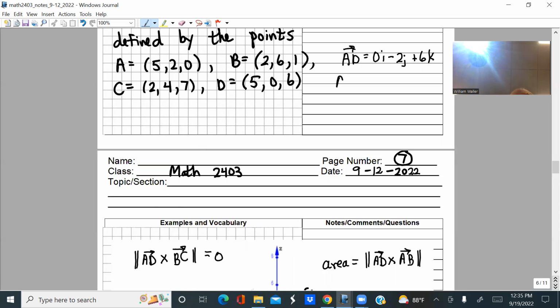And then the vector from A to B. So what would we get there? Minus 3i, right? Plus 4j, and then plus k. Is that correct? I think so. And now just compute that cross product and then calculate the magnitude there. All right, so let's try the cross product.